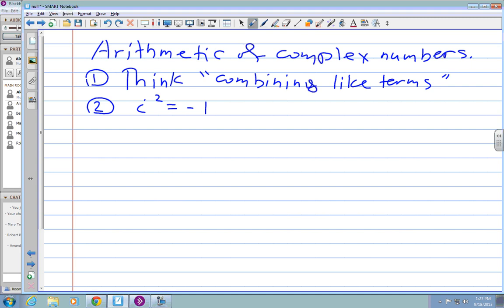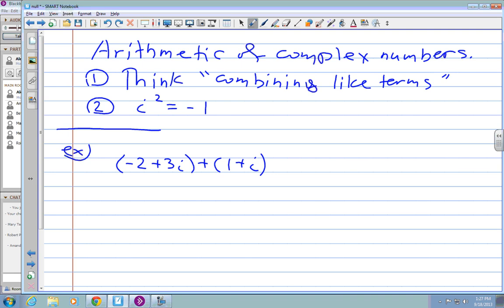But for now, keep that in mind. So let's do a few examples. I want to add 2 complex numbers. Let's say -2 plus 3i plus 1 plus i. So here we go. Sum of 2 complex numbers.